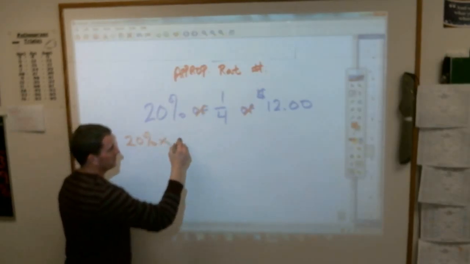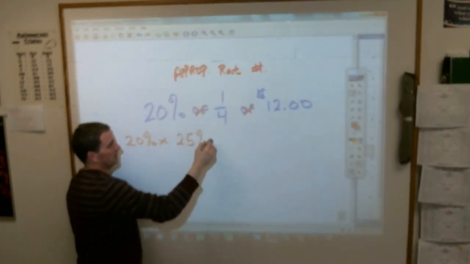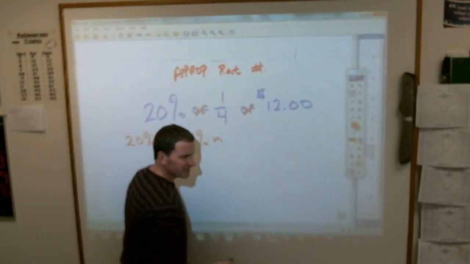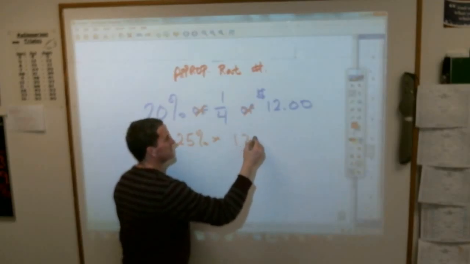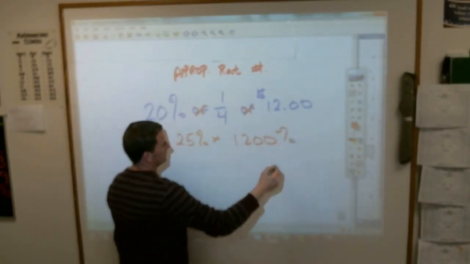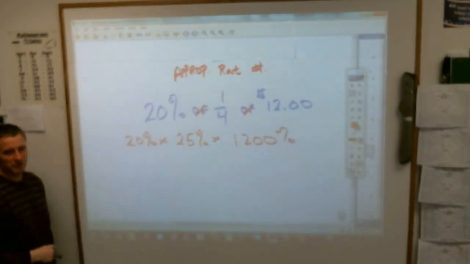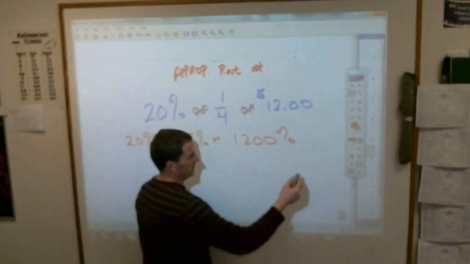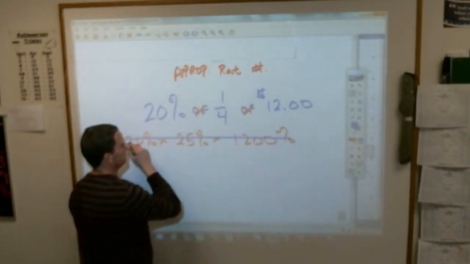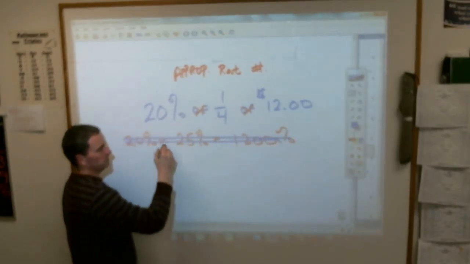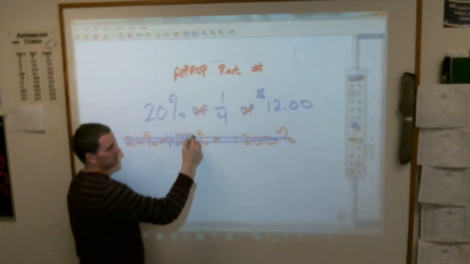20% times 25% times 12 as a percent is, anybody? 1,200%. There is hope out there, 1,200%. Now if you multiply all those together, anybody know what you get? Neither do I. That's why we never change to percent, because we don't do mathematical operations with percents. Okay? You wouldn't do this.